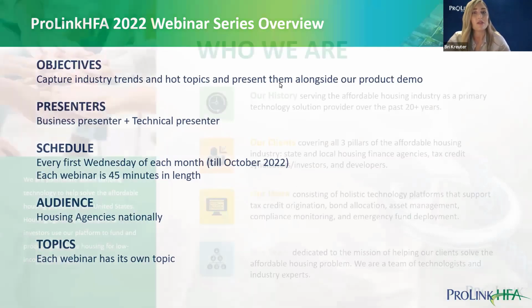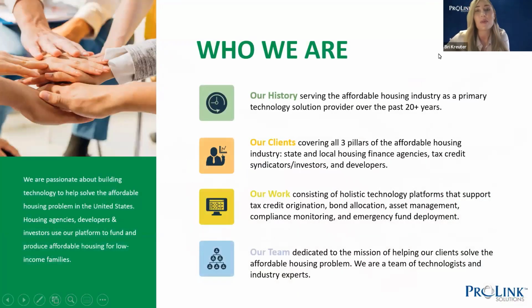So going into who we are, many of you know us already, but ProLink has been in the affordable housing industry for over, I think it's 24 years or so at this point. We build technology to support the housing crisis and help improve that for the United States. We've been in this business a long time, supporting first and foremost state and local housing agencies. That's really where we got introduced to affordable housing in the early 2000s, and since then have started working with tax credit syndicators and investors and even developers, offering products and services to all of those different groups.